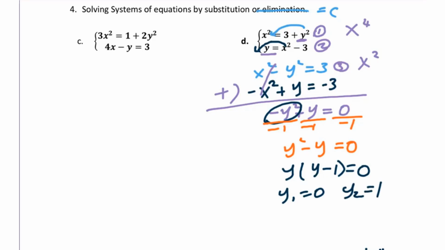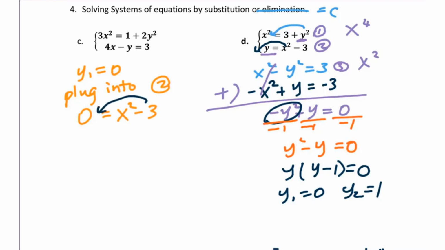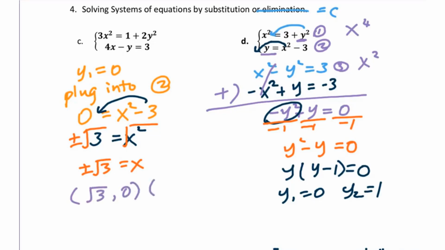Then I plug into the second equation for y1 equal to 0. Plug into the second one. Get 0 equals x squared minus 3. This is a power equation. Isolate the x squared on one side. We got x squared equals 3. So we square root both sides. You will get x equals plus or minus square root of 3. We can write down the solutions (square root of 3, 0) and (negative square root of 3, 0).